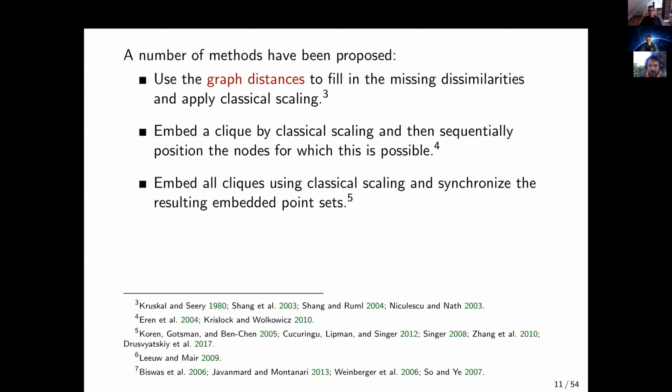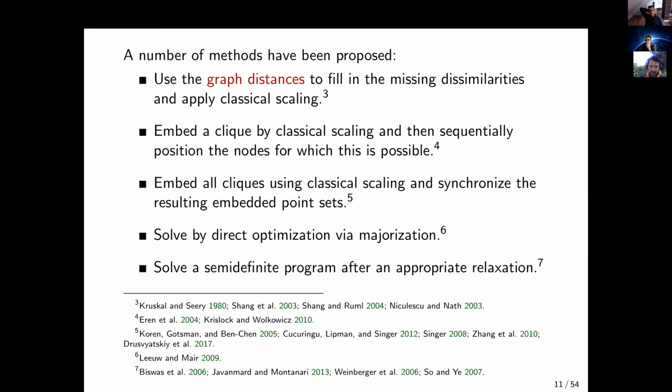And there's another one where instead of embedding just one clique, one embeds a number of cliques, enough that the cliques cover the entire graph, and then one tries to so-called synchronize the cliques, meaning essentially align them all together because they have to live in the same space. So you start by embedding them as if in parallel spaces, and then sort of stitch them together in the same space. It's also a very intuitive one, less greedy. And there are a few other techniques that have more to do with optimization. One is by majorization, and the other one is by semidefinite programming relaxation.